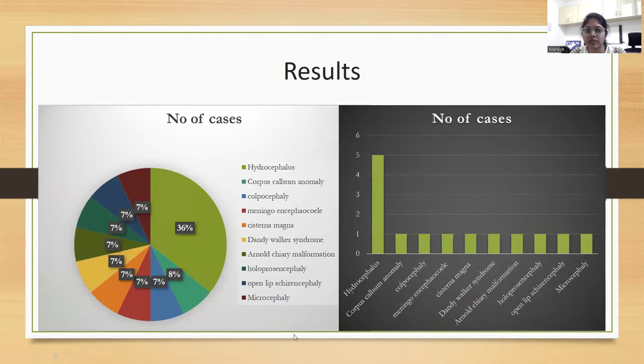These are the results. The pie chart shows the most cases are of hydrocephalus, then the corpus callosum anomaly, and subsequently other cases. This is a bar diagram showing the most cases of hydrocephalus, then corpus callosum anomaly, then other cases.